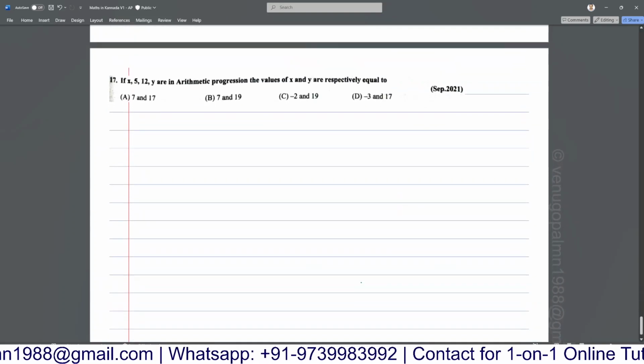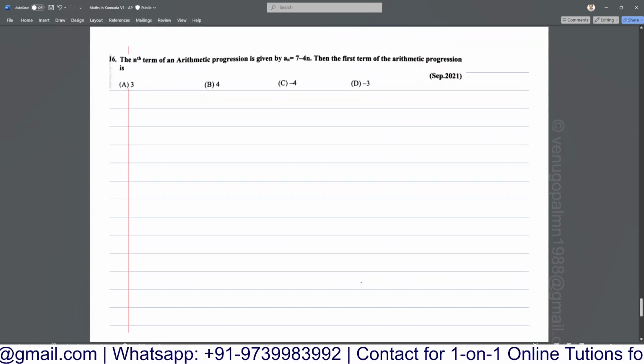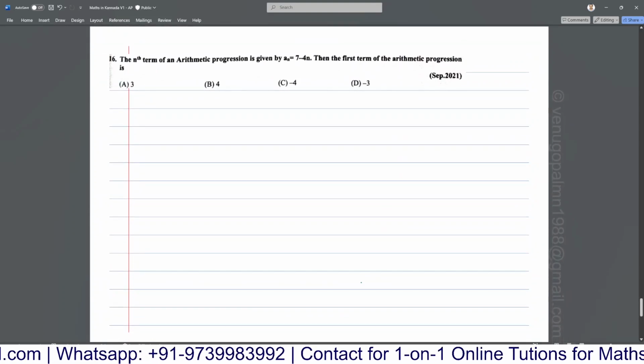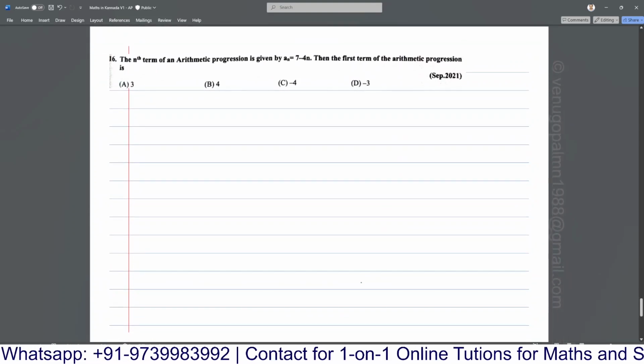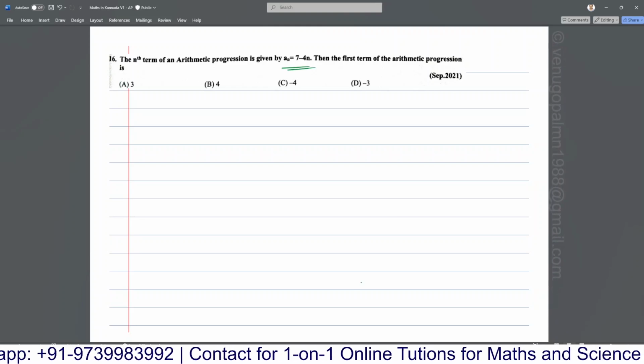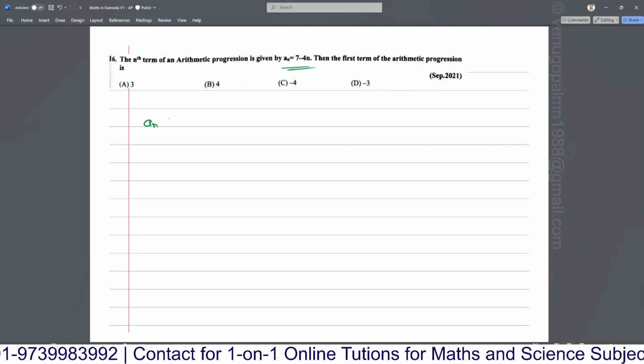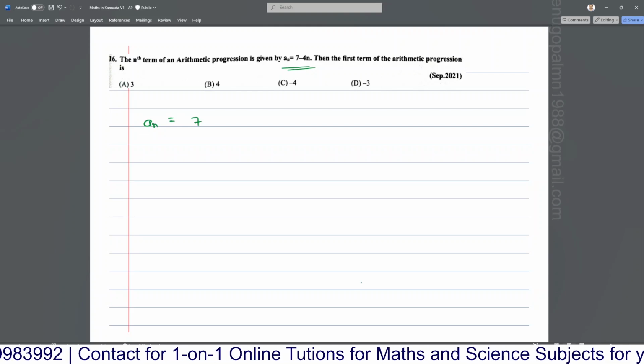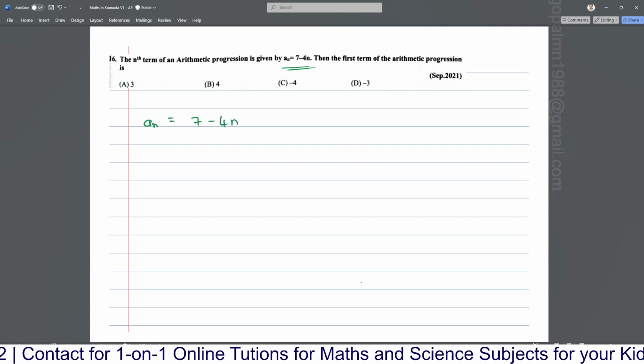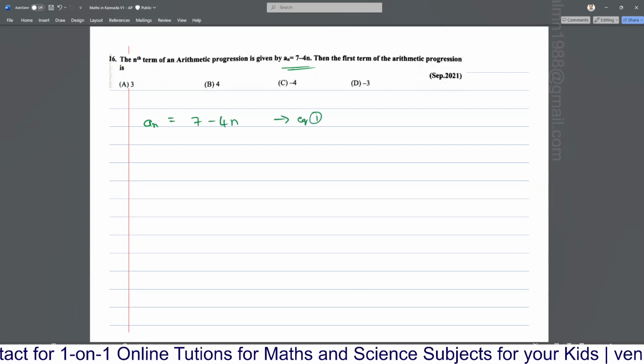So moving on with the last sum, I believe, or do we have one more sum? Yeah, we have 2 more sums. So moving on with this sum: the n-th term of an arithmetic progression is given by, okay, they have given the formula for a of n. They have an arithmetic progression that is satisfying this condition, 7 minus 4n. Okay, let us call this equation 1.